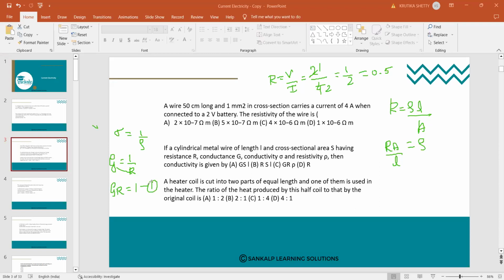Now I'll substitute this GR is equal to 1 in equation 1. So this is my equation 2. Therefore sigma is equal to G into R divided by rho. So options: it is GS by L, it is RL by S, option C is GR by rho, option D is rho into R divided by G. Yes, option C is the correct answer. Very good. Then one more question.